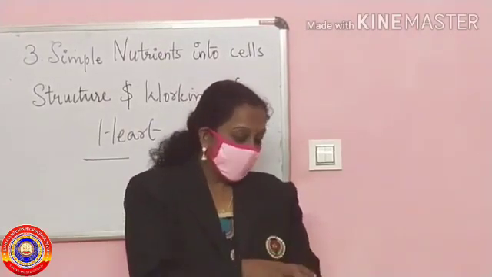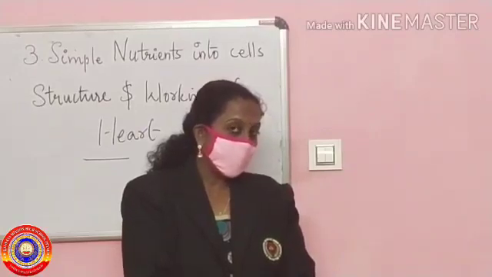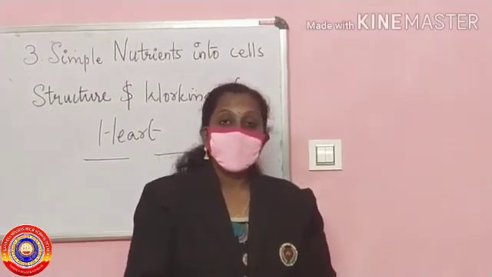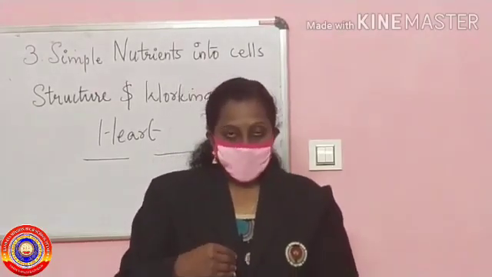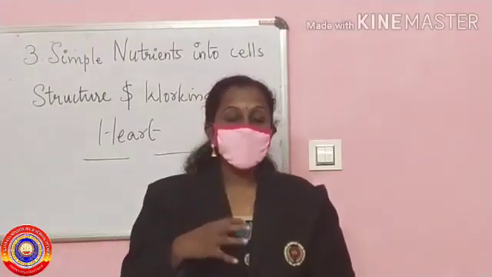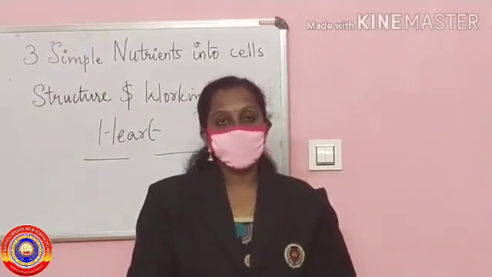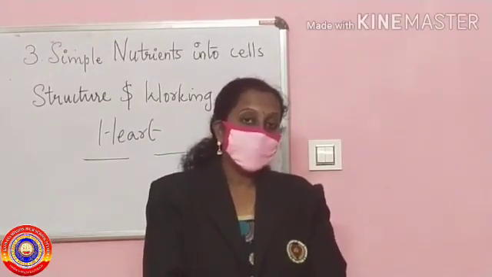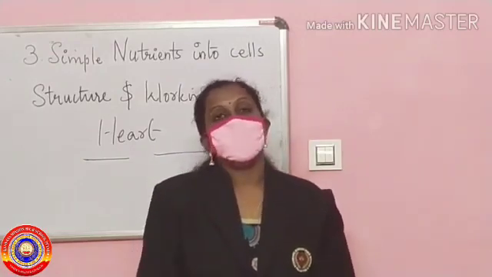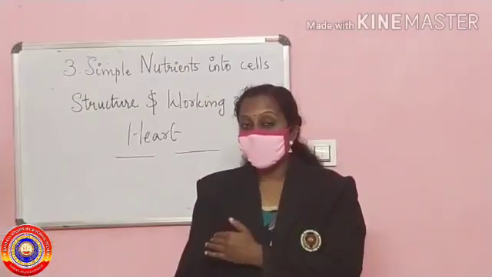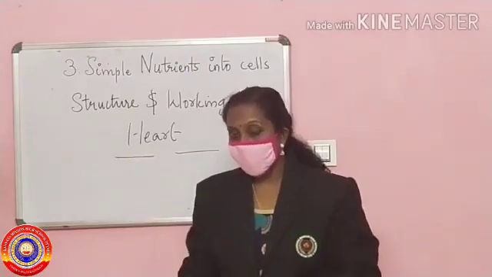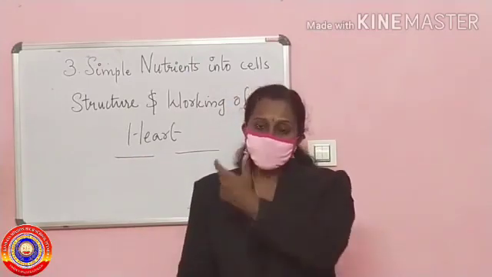When the ventricles dilate fully, the ventricles contract, and at that time the aortic valve will open and the oxygenated blood moves towards the aorta. The aortic valve closes. This is done to prevent the backward flow of blood from the aorta to the left ventricle.